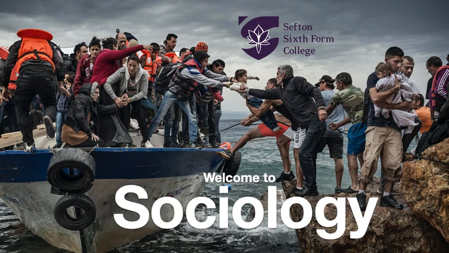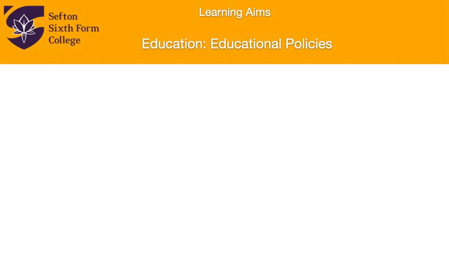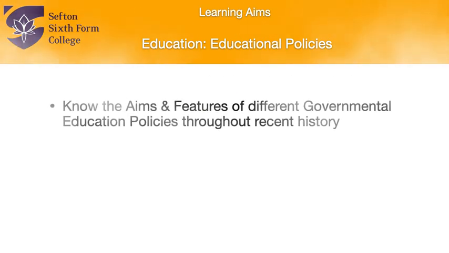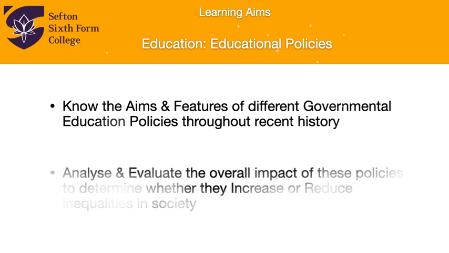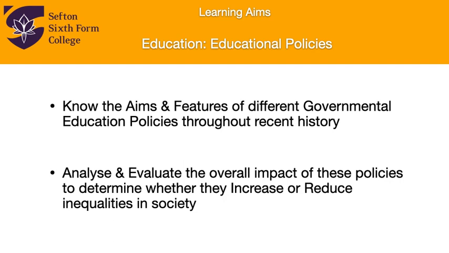Hello and welcome to this sociology lesson, which is all about education, but specifically it's about social and educational policies regarding education. This is part of the Paper 1 course, and in this lesson the aims are to know the aims and features of different governmental educational policies throughout recent history, although really it goes back throughout the history of most of education, to be honest, but also to analyse and evaluate the overall impact of these policies and determine whether or not they increase or reduce inequalities in society.